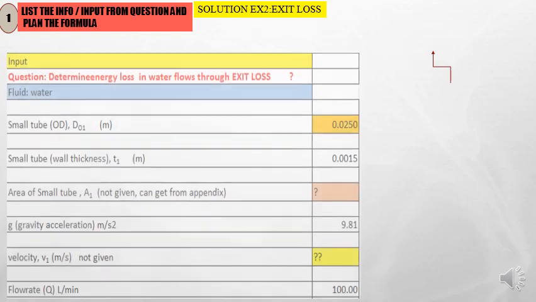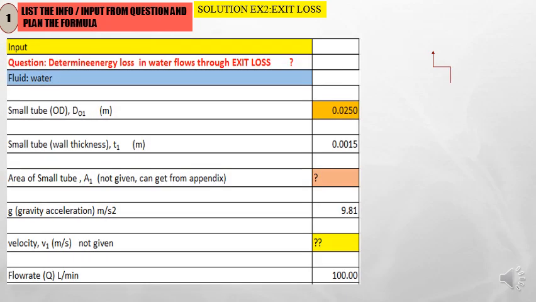So let's see how we can solve this problem. As usual, you need to list down all the information that we can get from the question, and you need to plan the solution. Basically, this is the information that we have. The question asks us to determine the energy loss, so we want to know the HL due to the exit loss.